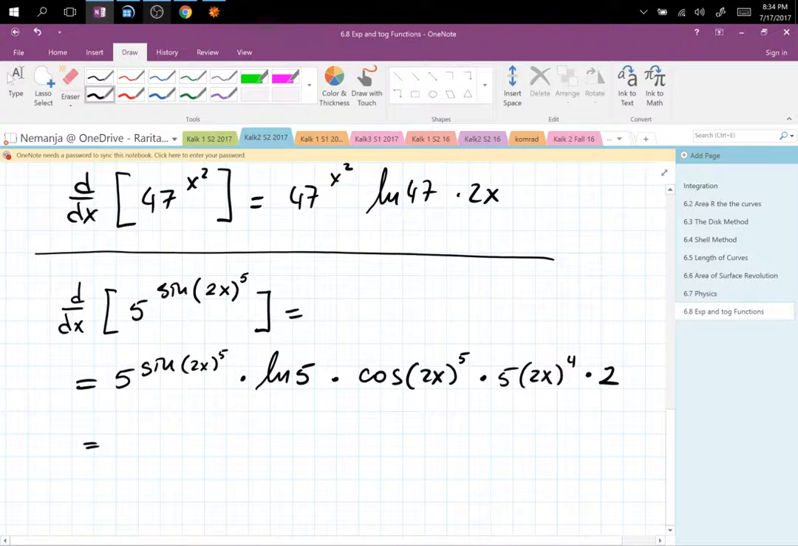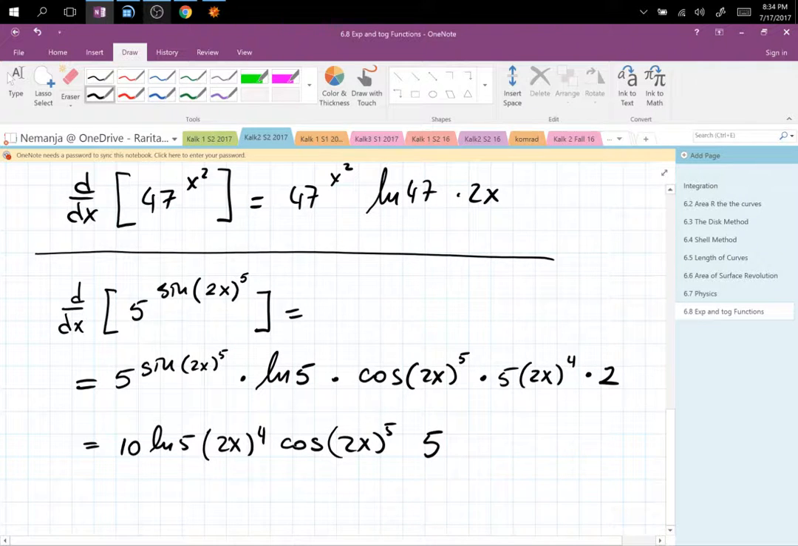So to simplify this, you can put the constant and the function in front. So you have 10 ln 5, and then you have 2x to the 4, and then you have your cosine of 2x to the 5, and finally times the exponential 5 sine to the 2x to the 5. That's really cool. Two times 5 is 10 in front.